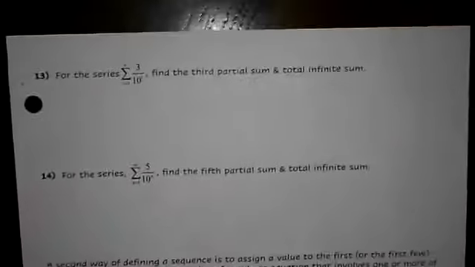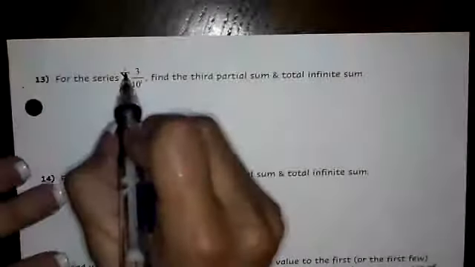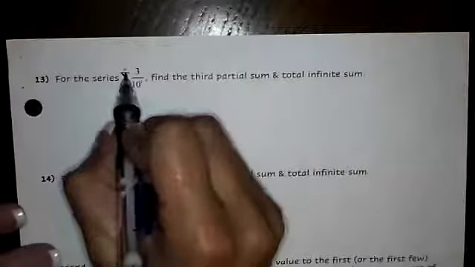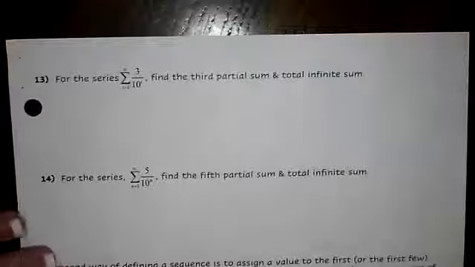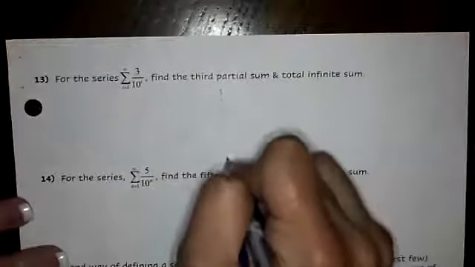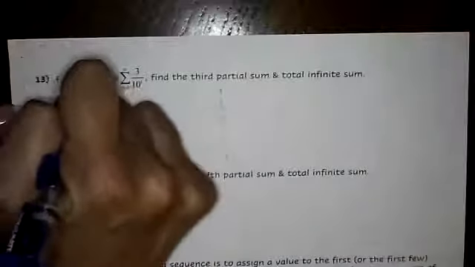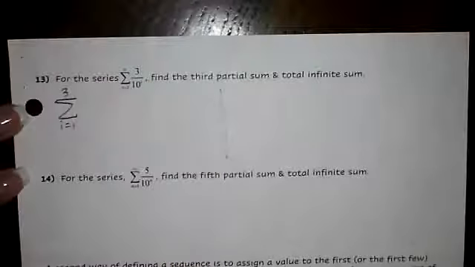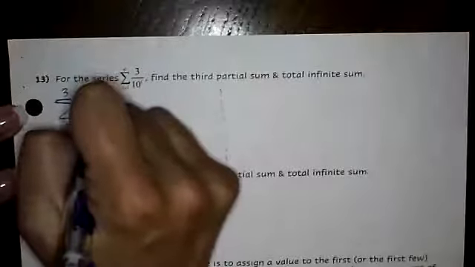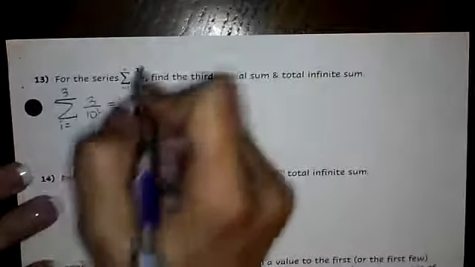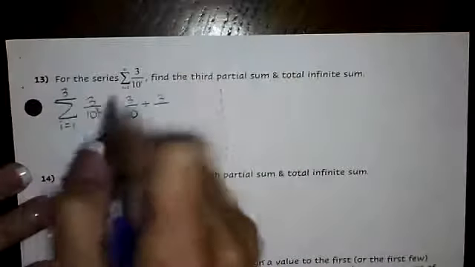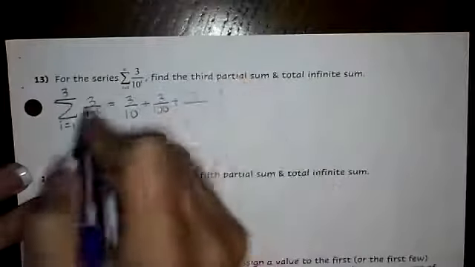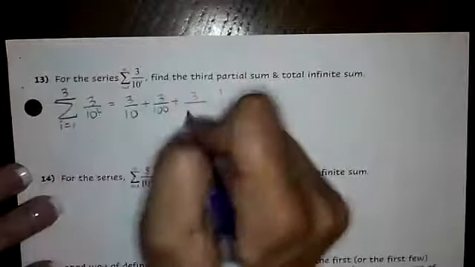I'll show you another thing here with that. For the series here, this is an infinite one, so it's got infinity up at the top, and we want to find the third partial sum and the total infinite sum. So let's think through that real quick. I'm going to start with that third partial sum. That means I'm going to start at 1 and I'm going to end at 3. My first one, when I put 1 right here, I get 3 over 10. For my second one, I get 3 over 10 squared, which is 100. And for my third one, I'm going to get 3 over 10 cubed, which is 1,000.